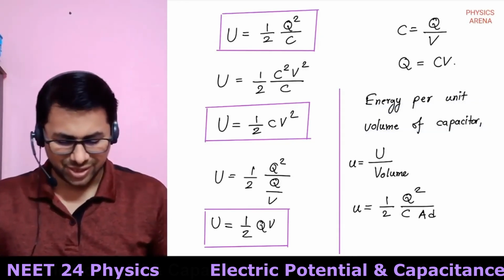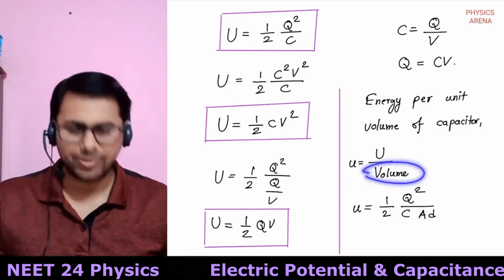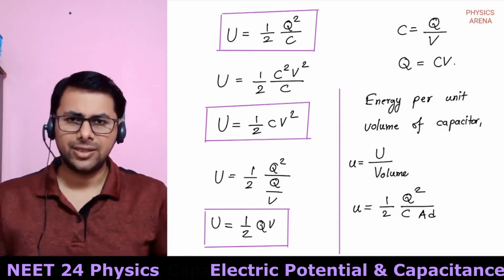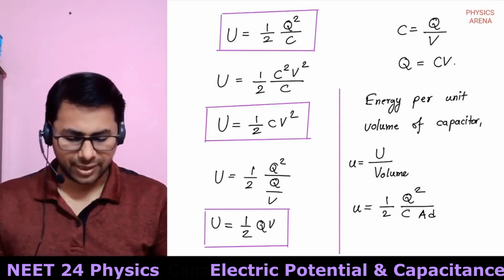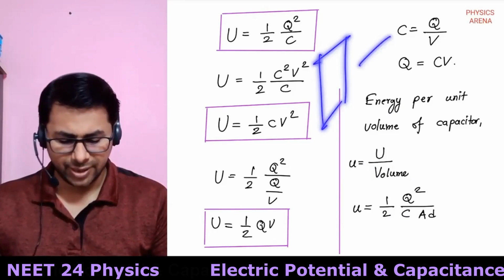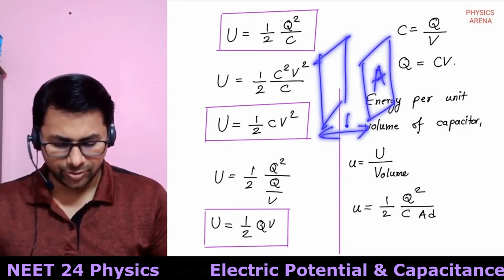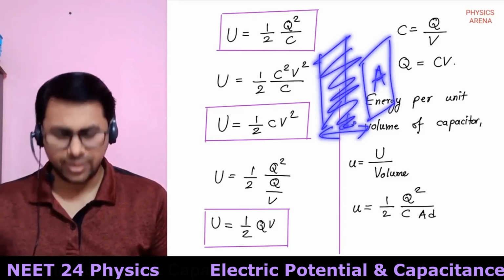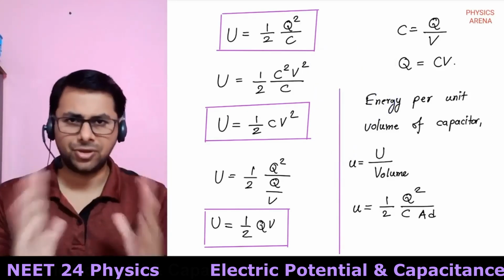Okay, so this is the energy stored, it is half of q square by c. And what is the volume of the capacitor? It is area multiplied by the distance between plates, right? The capacitor is like this: this is the first plate, this is the second plate. So area is A and distance between two plates is d. How much is the volume here? It is this d multiplied by this area, it is like a cube.